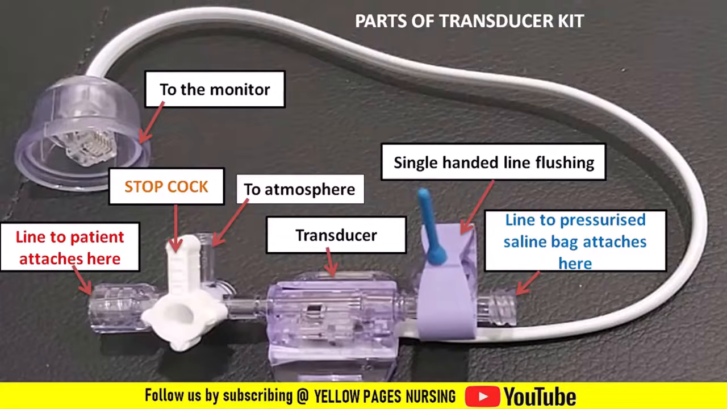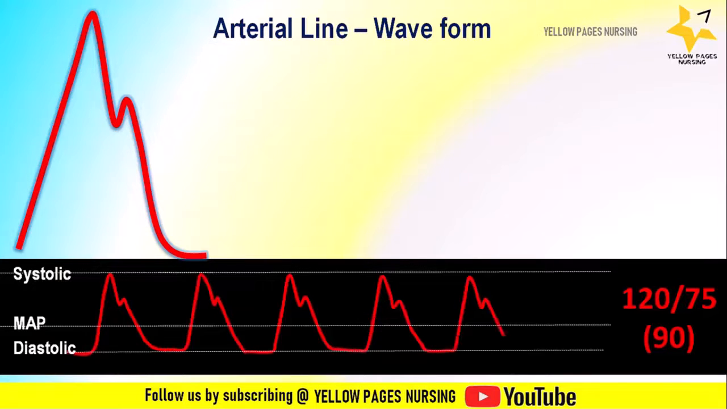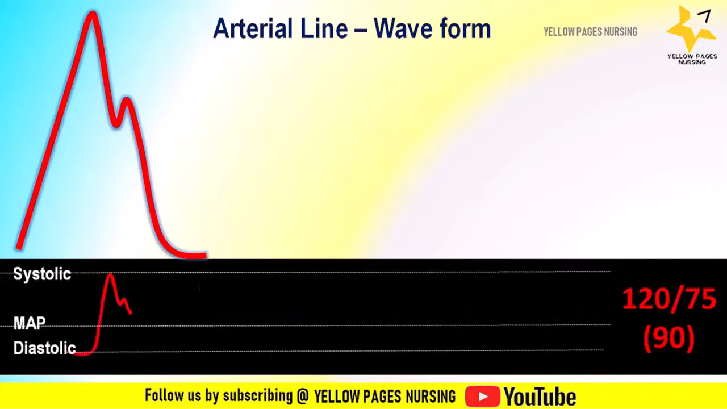After the arterial line setup and positioning of the patient, zeroing of the monitor is done, and then the arterial line waveform is checked on the monitor. Next, let's discuss the arterial line waveform.